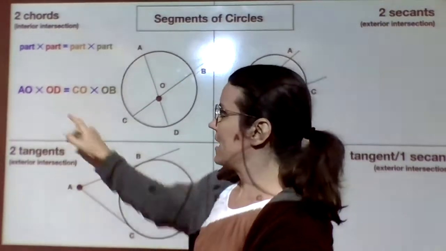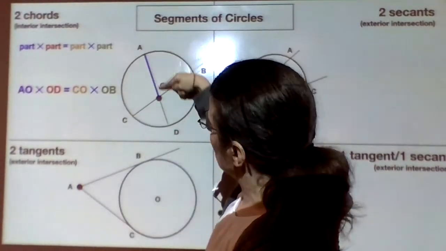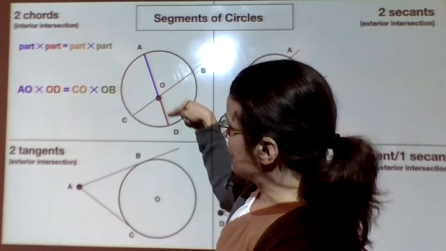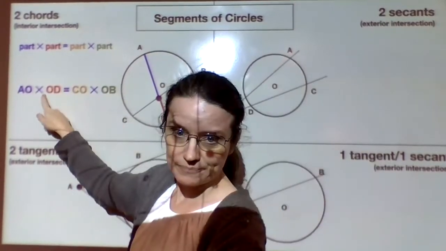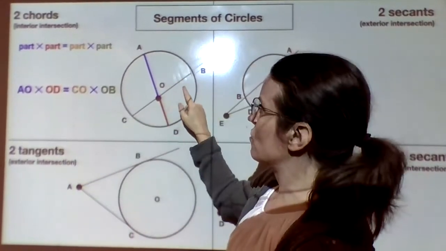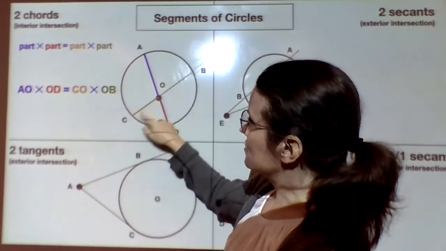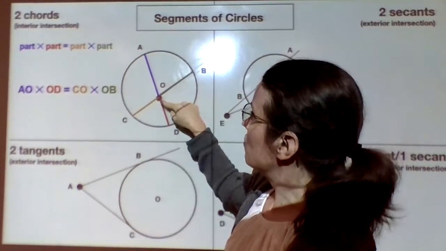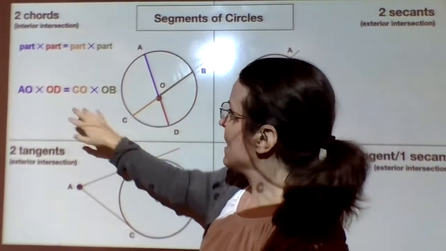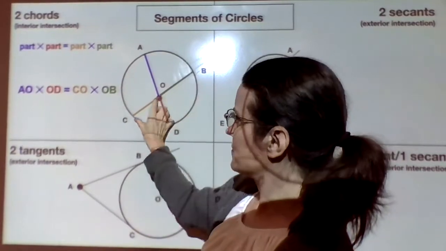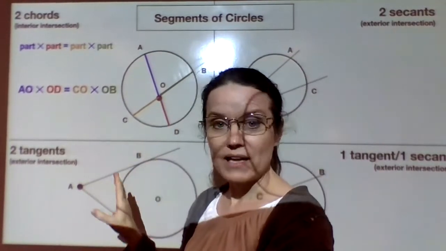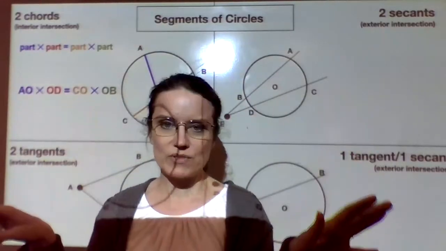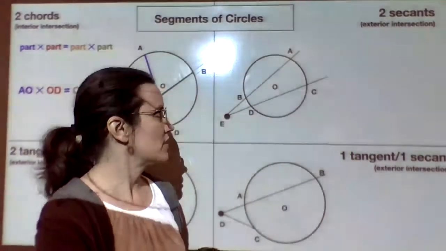And so what's that going to look like? Well, I'm going to have that AO is this part of this chord, and then the other part is OD. These two get multiplied together. Then you look at your other chord. I'm going to take one of those parts, so CO, and multiply it times its other part inside the circle, which is going to be OB. So I have this part times this part equals this one times that one. That's how we find pieces of chords when they intersect inside the circle. And then we can use those numbers to do all sorts of other fun things that you'll get to later.